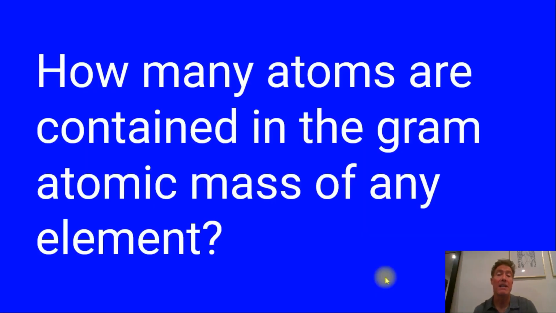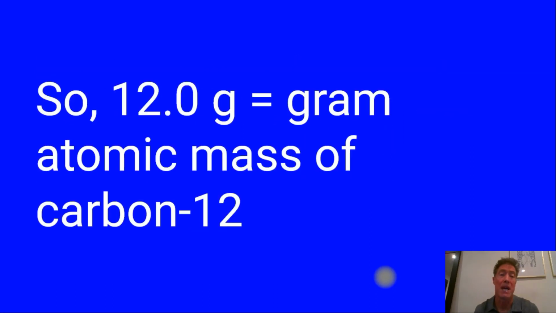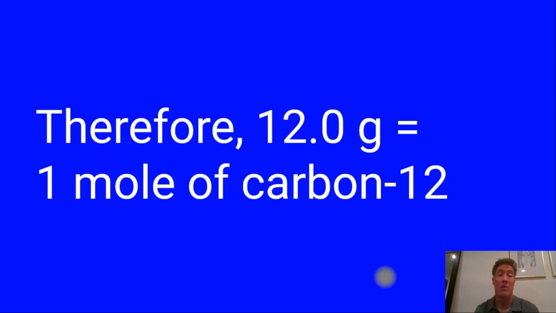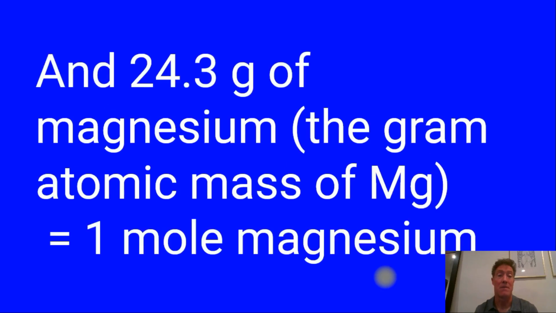How many atoms are contained in the gram atomic mass of any element? If you get the atomic mass in grams of any element, it's going to be a mole: 6.02 times 10 to the 23 atoms. So 12 grams equals the gram atomic mass of carbon-12. Therefore, 12 grams equals a mole of carbon-12. And 1 gram of hydrogen equals a mole of hydrogen, because that is its atomic mass in grams.